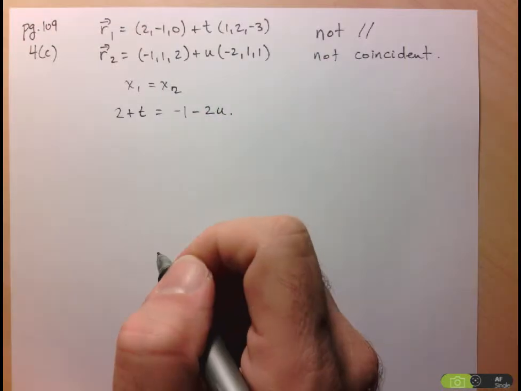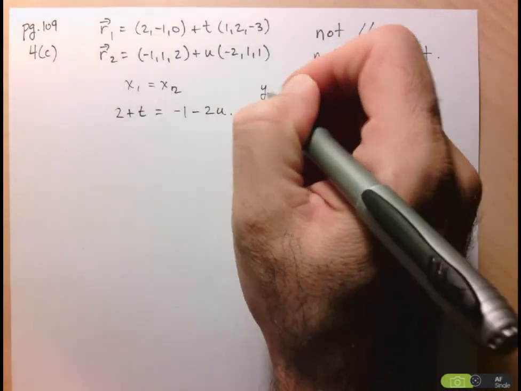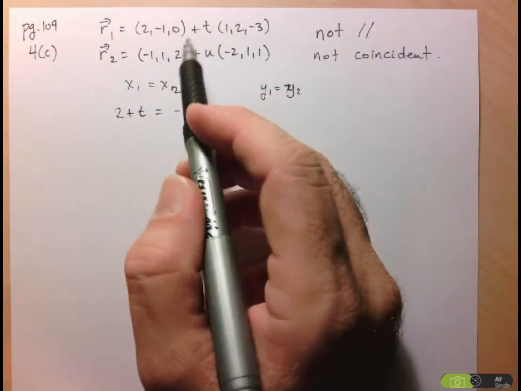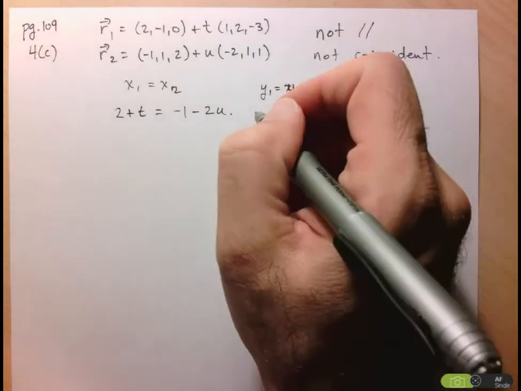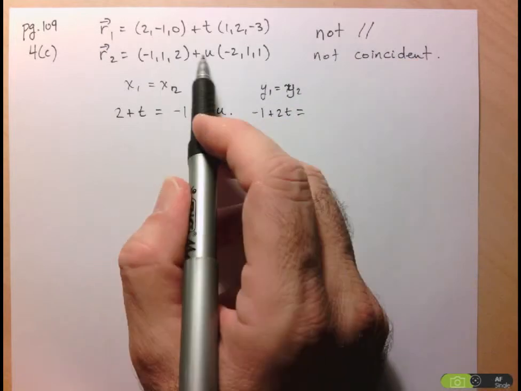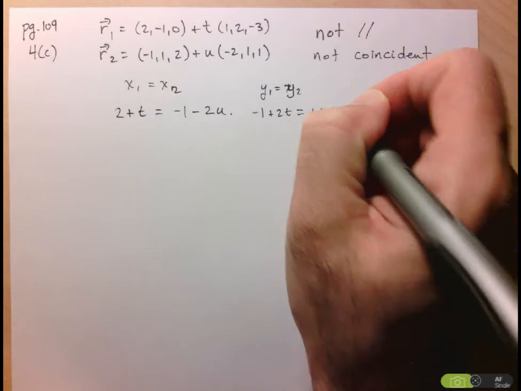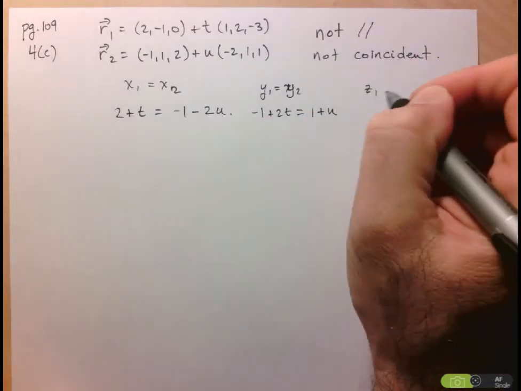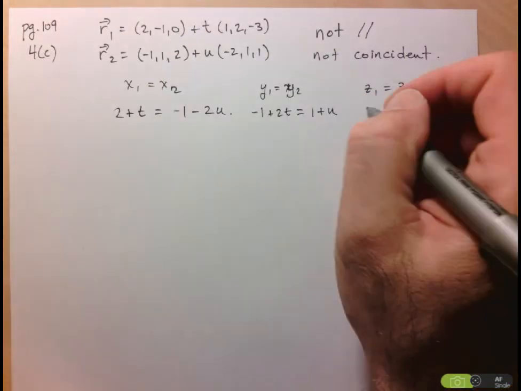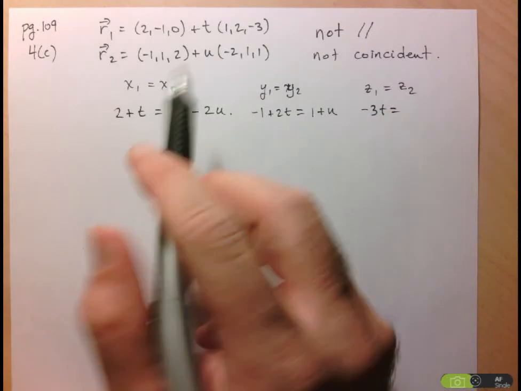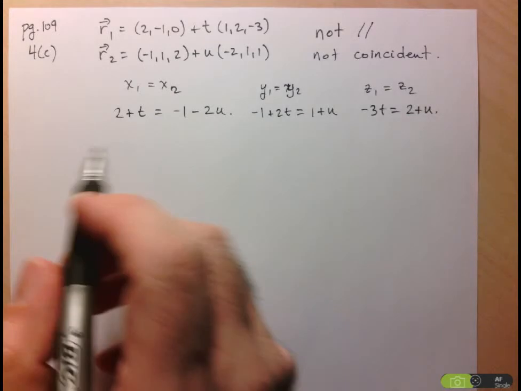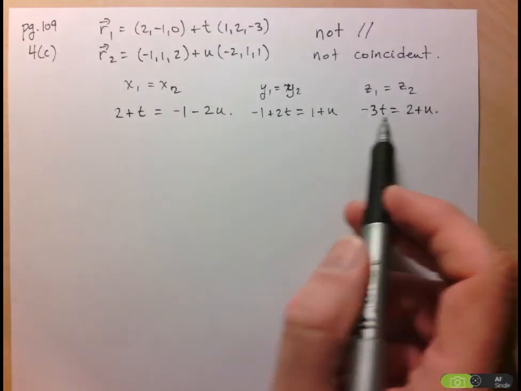Now, similarly, the y components would have to be the same. For that same t value, negative 1 plus 2t would have to be equal to the y component here, 1 plus 1 times u, so 1 plus u. And the z components would have to be the same. So 0 plus negative 3t, negative 3t, would have to be equal to 2 plus 1u, so 2 plus u. What we have here are three equations, but with only two unknowns.